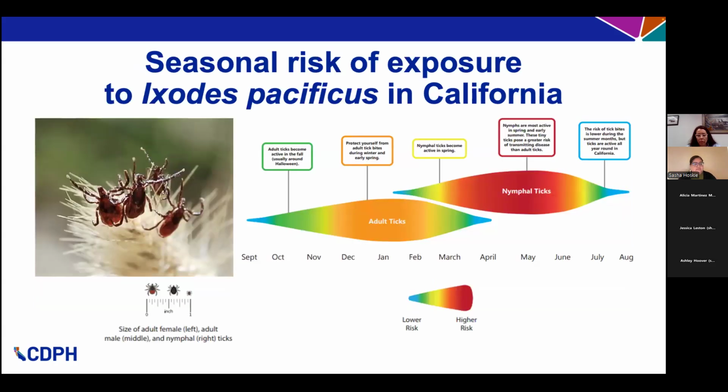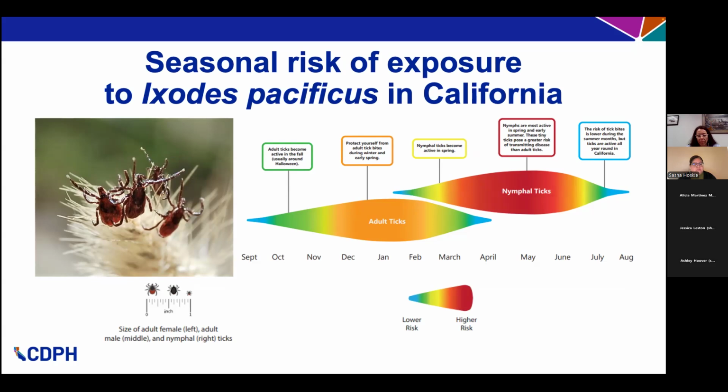And adult ticks climb to the tips of vegetation along trails and wait for hosts to brush against them. And this is what you see in this picture here. And this is a behavior called questing. Nymphs, in contrast, are smaller. You can sort of see the size comparison of the tick's adult. Below that picture, you see adult females, adult males, and nymphs. And so those nymphs basically look like poppy seeds with legs.